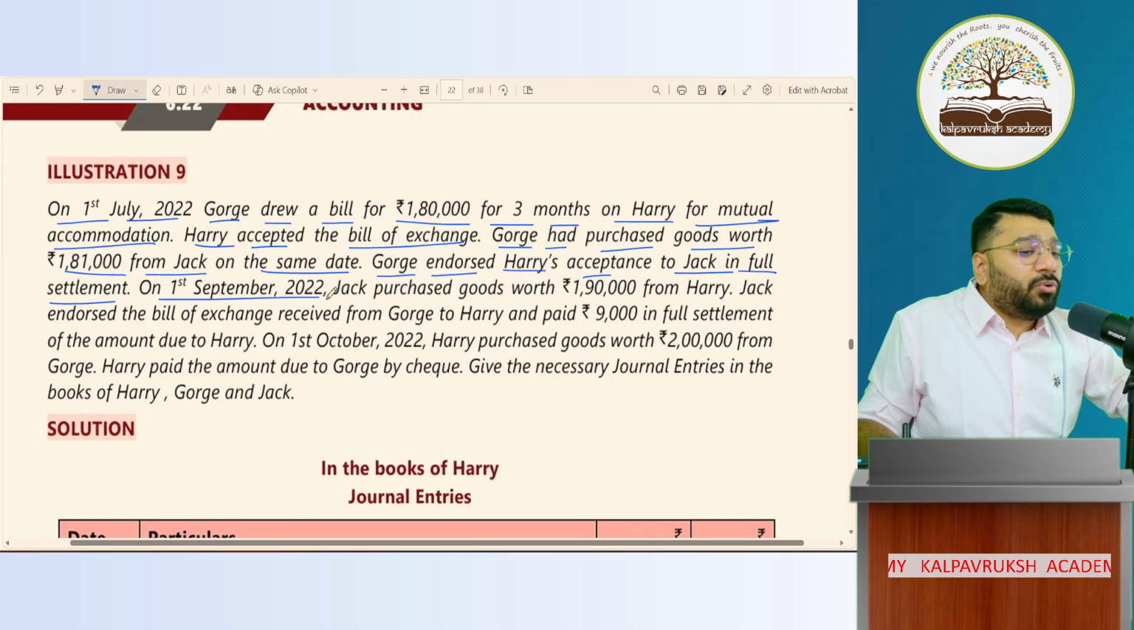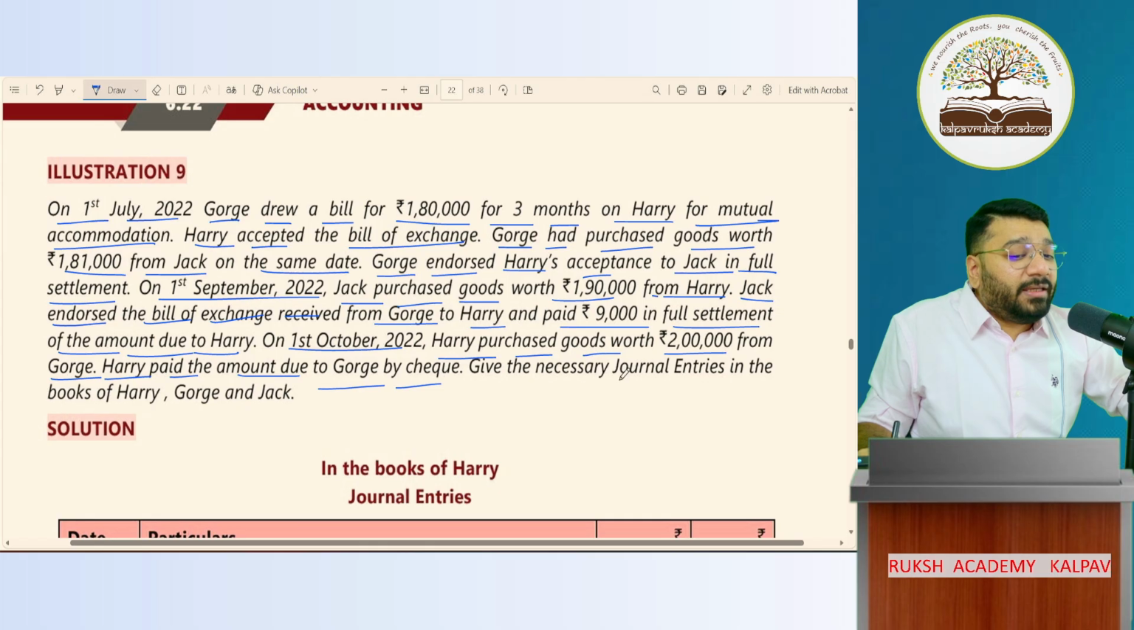On 1st September 22, Jack purchased goods worth 190 from Harry. Jack endorsed the bill of exchange received from George to Harry and paid 9,000 in full settlement of the amount due to Harry. On 1st October 22, Harry purchased goods for 2 lakh from George. Harry paid the amount due to George by check. Give the necessary journal entries in the books of Harry, George and Jack.